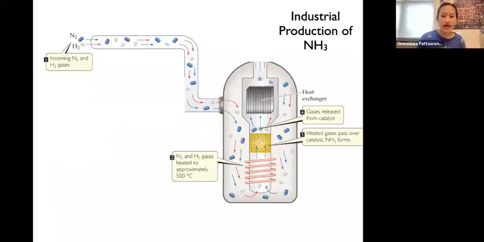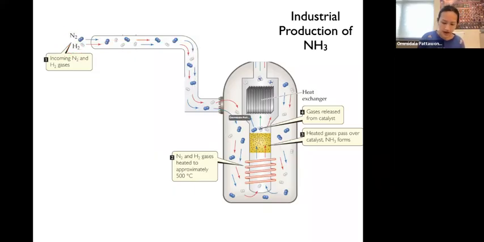If you're looking at this picture, the nitrogen gas is available because air is 78% nitrogen. So this nitrogen gas is going to come from air. Hydrogen gas is going to be derived from natural gas. These two gases are going to be fed into this reaction chamber right here.